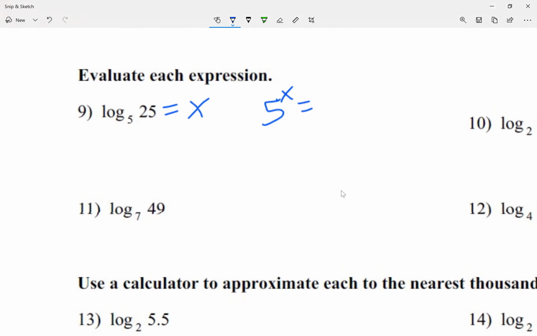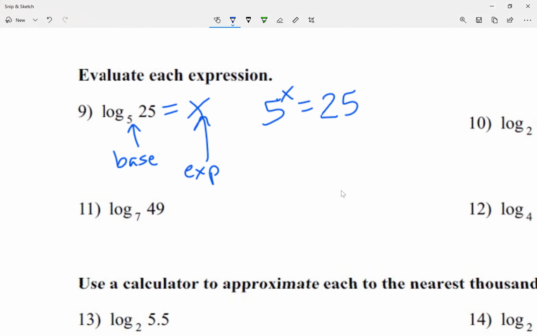It's equal to 25. So remember, 5 was the base. We call this the base. This thing at the end is the exponent, right? We talked about this yesterday. So 5 to the X is equal to 25. Now, interesting that 25, I can rewrite this as 5 to the something. So I'm going to say 5 to the X is equal to 5 to the second, right? 25 is 5 to the second power, 5 squared.